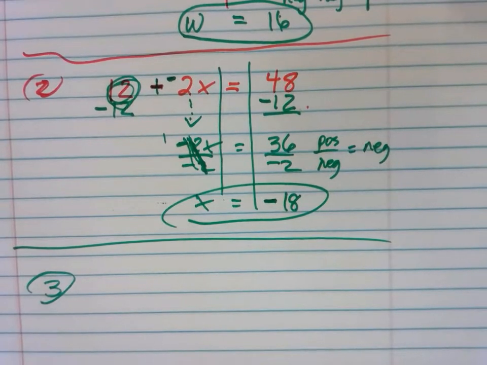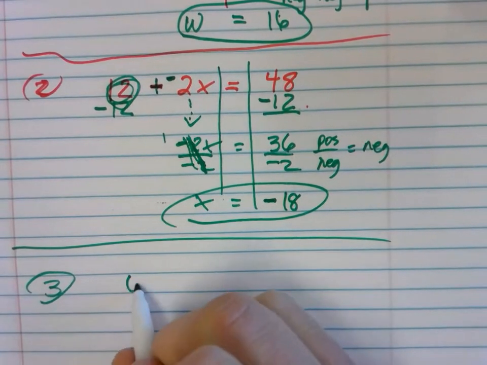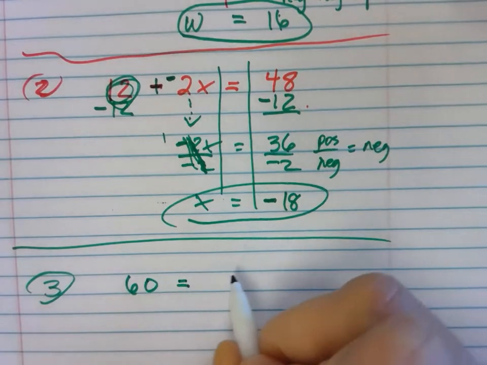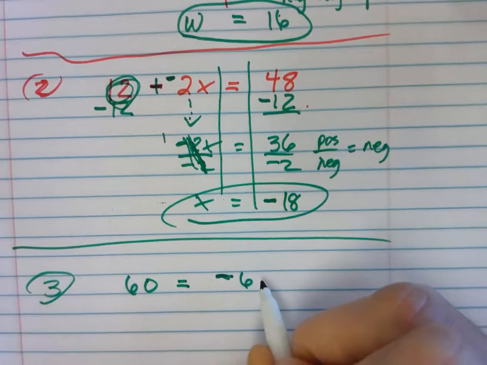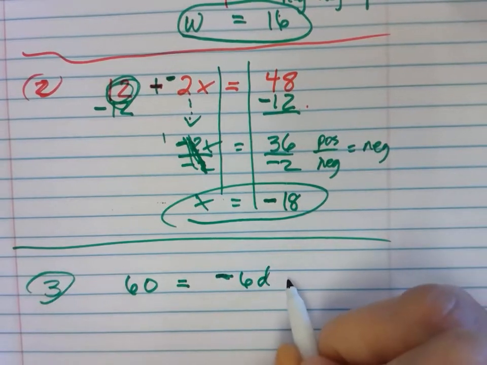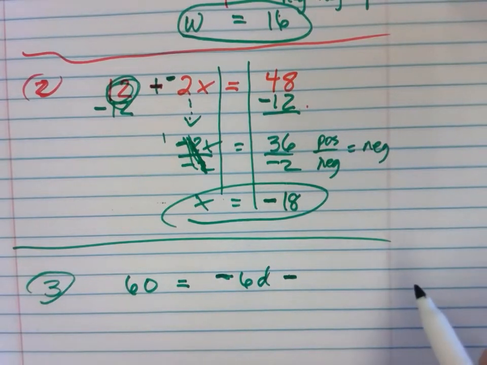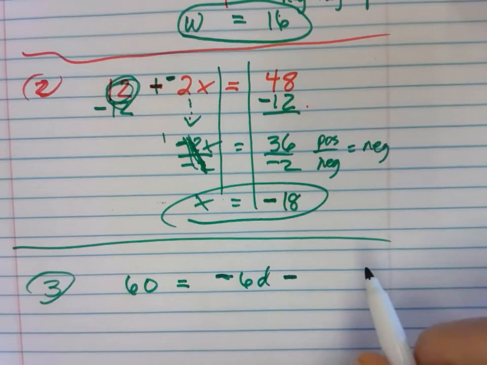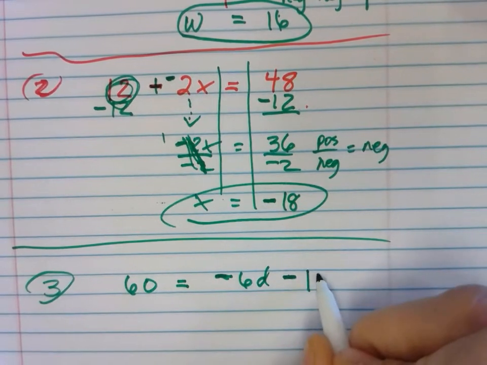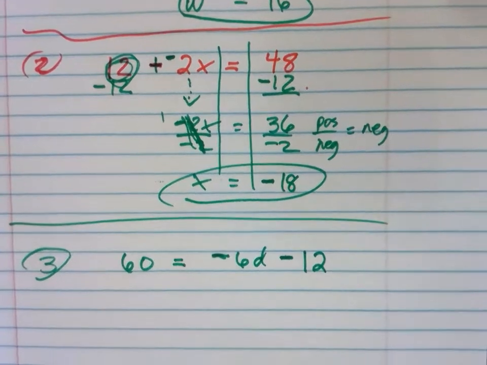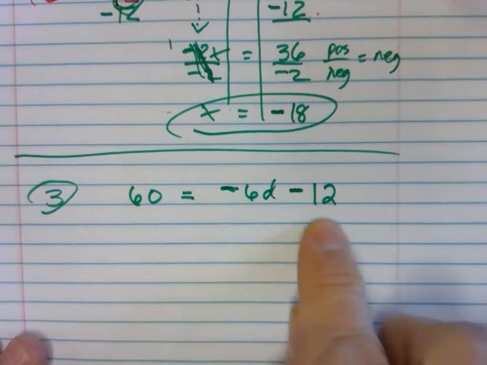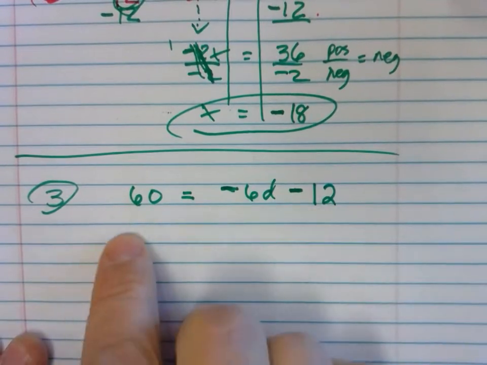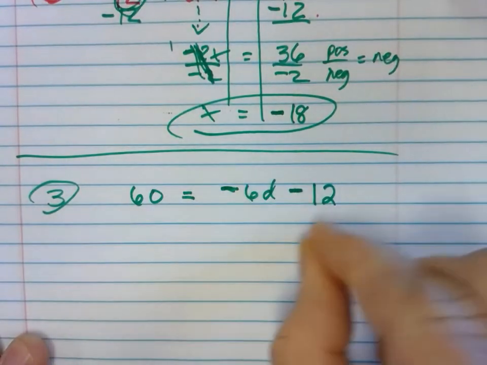Let's say we've got this one. How about 60 equals negative 6d minus 12. Okay, now if you look at that, they've taken that whole thing. Usually we see this on the left side of the equation. We normally see that over there, and we normally see the 60 over there.